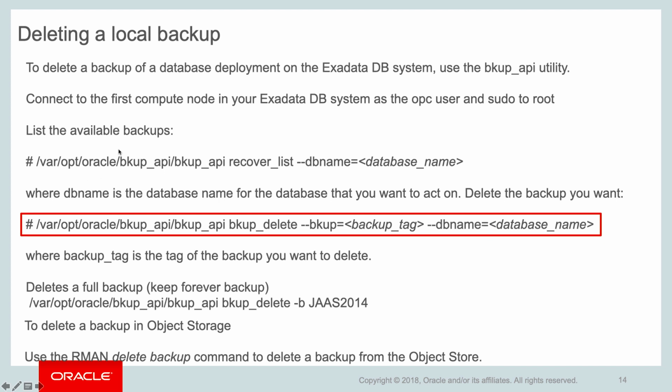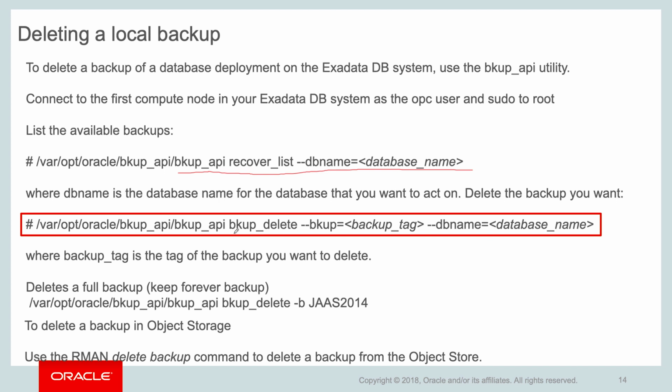Before deleting, you might want to list the backups, and this is what is going to list all the backups within the database. To list the available backups, recover list is going to provide you all the backups which you have already taken earlier. Database name is the database name for the database you want to act on. And once you have the list available, you can select which backup you want to delete.